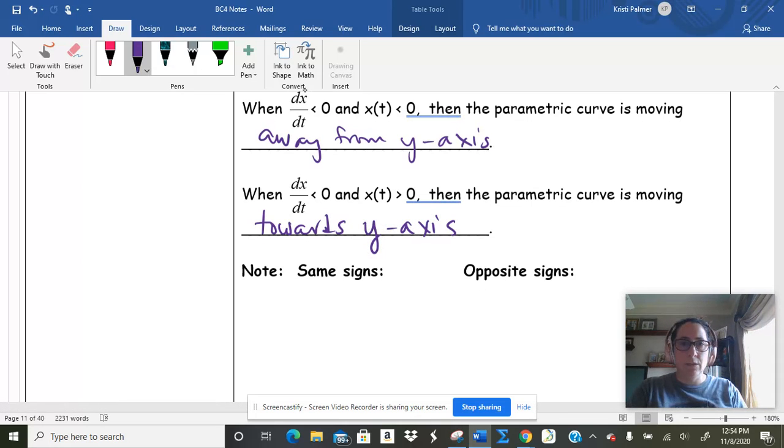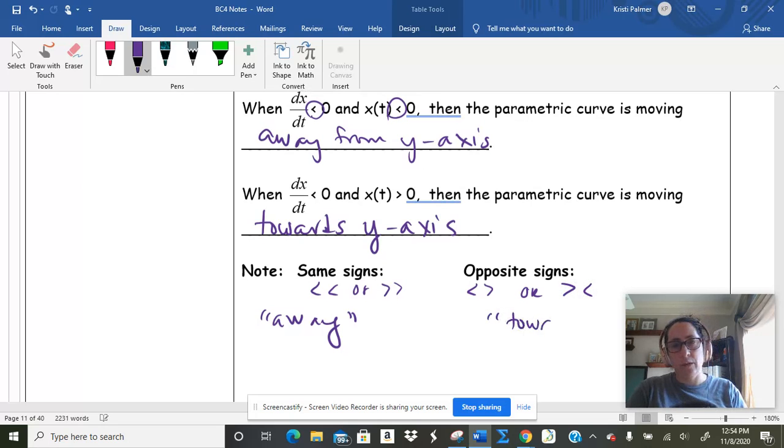So if you notice, anytime I see something with the same sign, like less than, or greater than, I know that that is an away. And when I have the opposite signs, I know that that is moving towards.